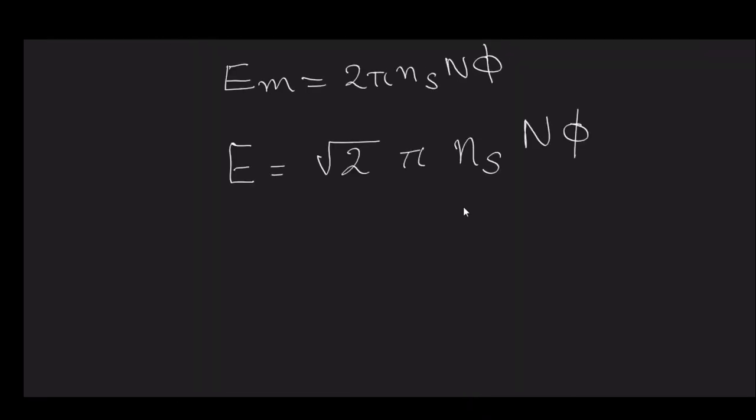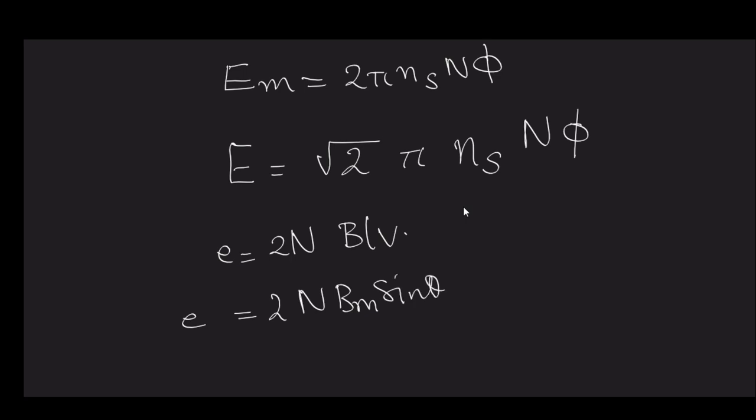Like E is equal to 2 N B l v, right? Now what is this B? B is Bm sin theta, so E is 2 N Bm sin theta l v, right? Now further, we can write it like this.